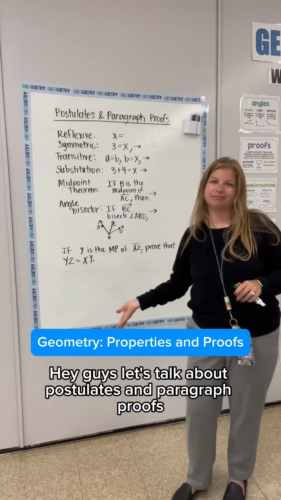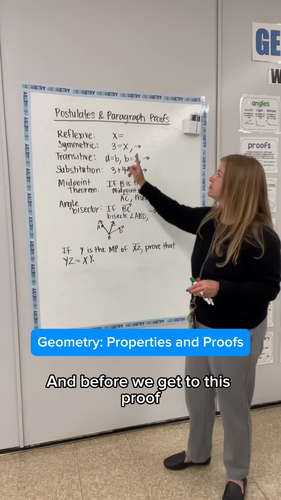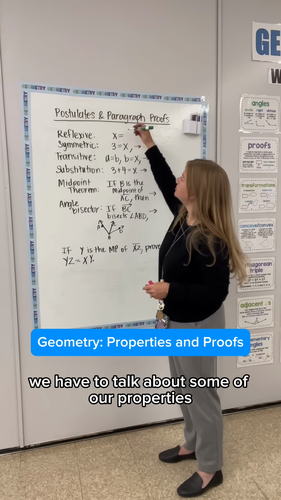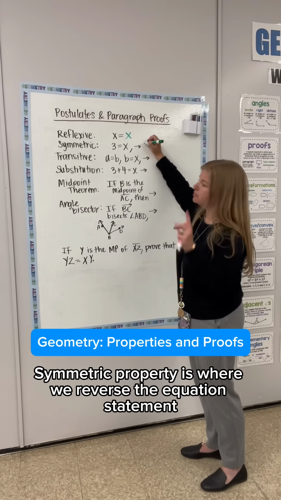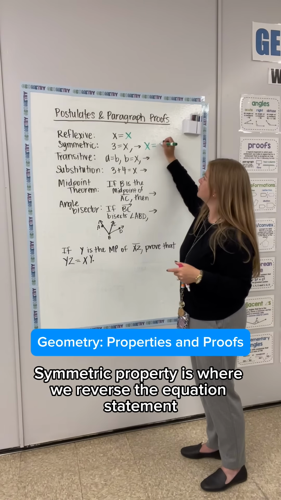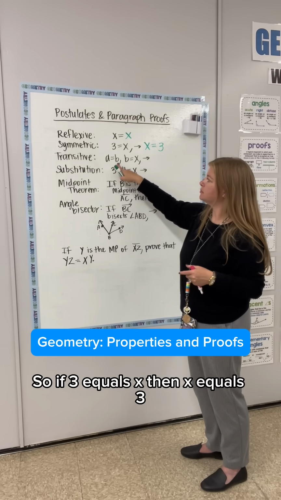Hey guys, let's talk about postulates and paragraph proofs. And before we get to this proof, we have to talk about some of our properties. Reflexive property is where x equals x. Symmetric property is where we reverse the equation statement. So if 3 equals x, then x equals 3.